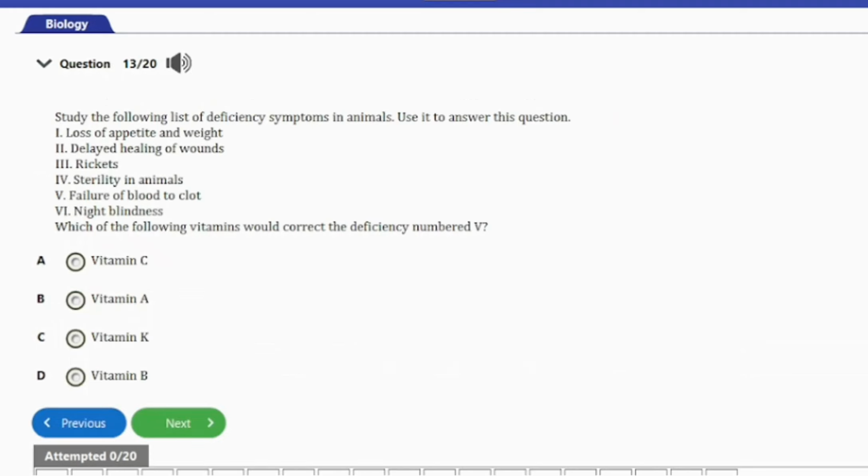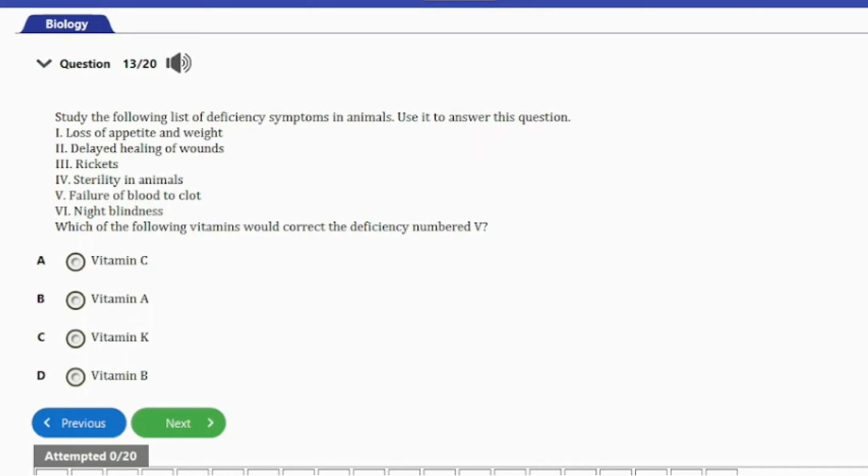That's question number 13 here. It says, study the following list of deficiency symptoms in animals. Use it to answer this question. We have I, loss of appetite and weight, II, delayed healing of wounds, III, rickets, IV, sterility in animals, V, failure of blood to clot, VI, night blindness.